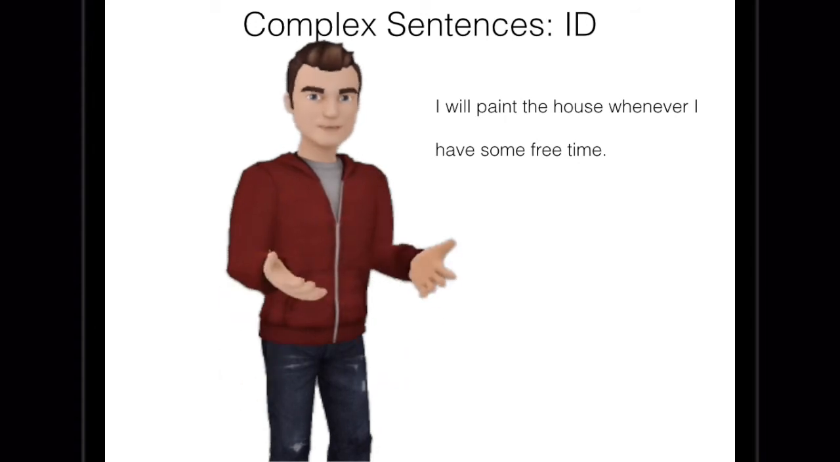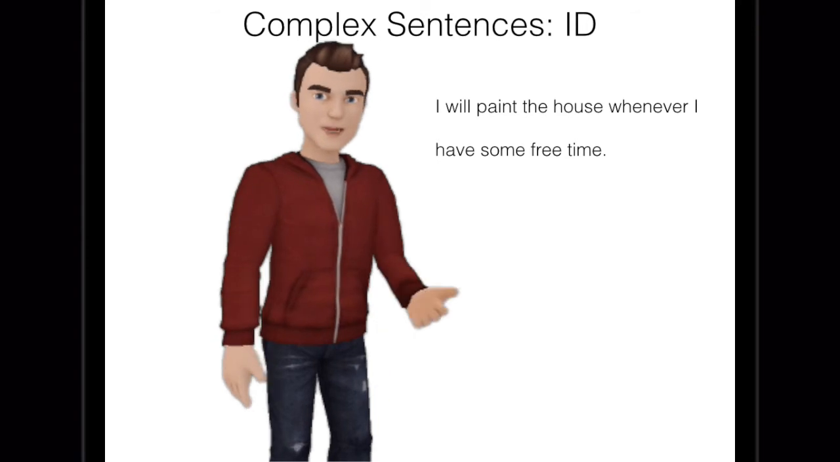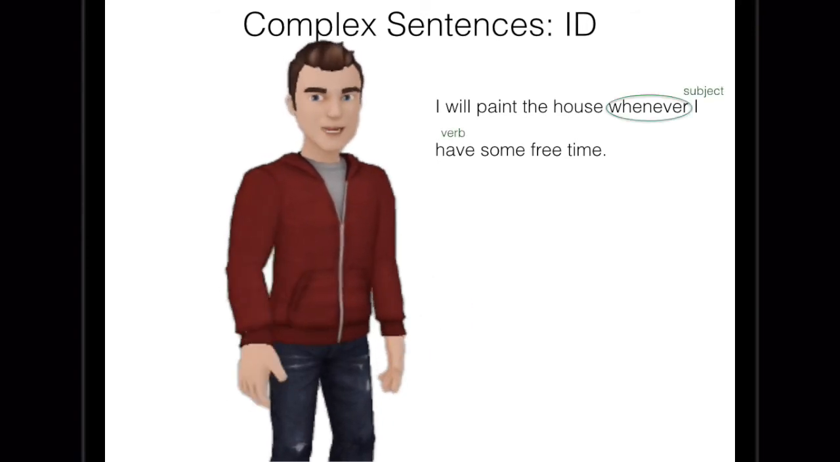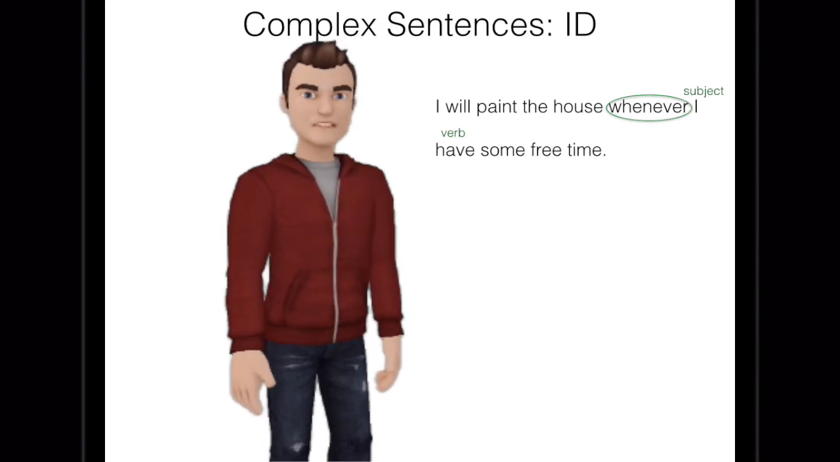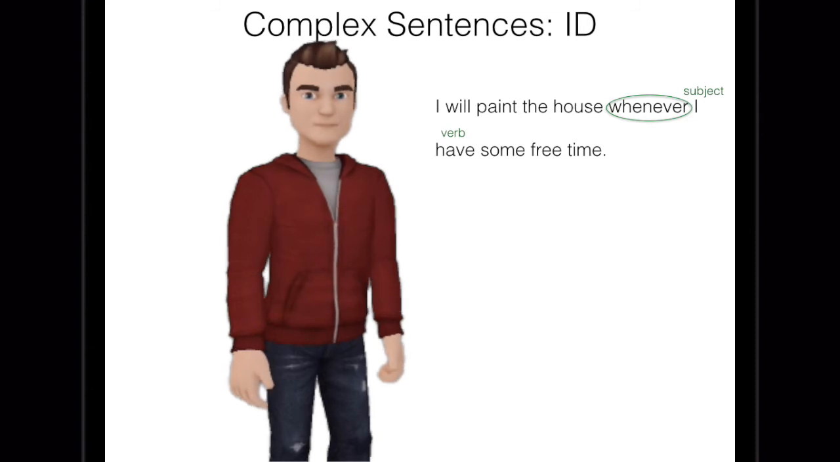In this first sentence, we have I will paint the house whenever I have some free time. So if we look for the dependent clause, we have the word whenever. Then we have a subject and verb after that. I have, whenever I have some free time. And there's no comma because it's at the end of the sentence.